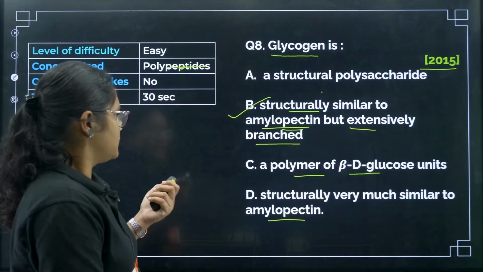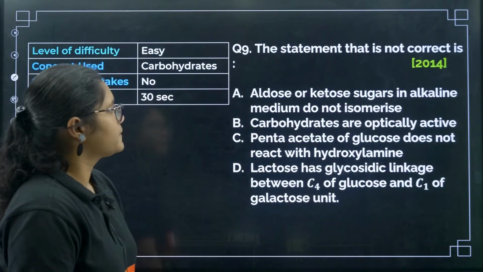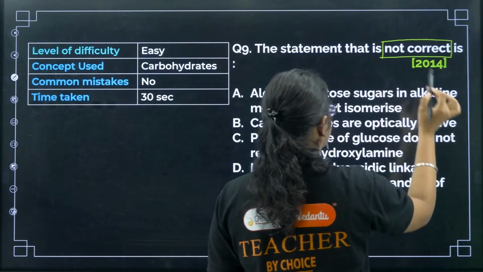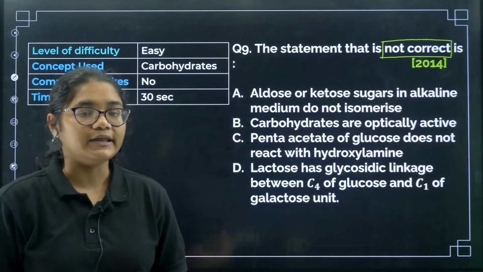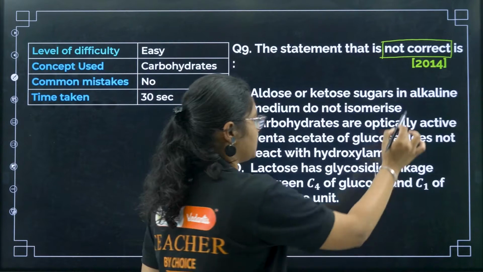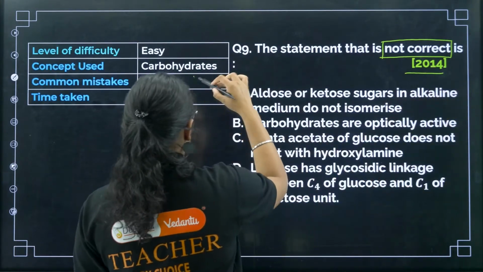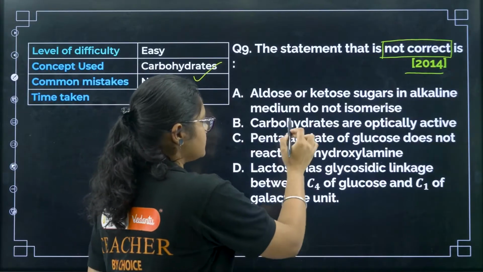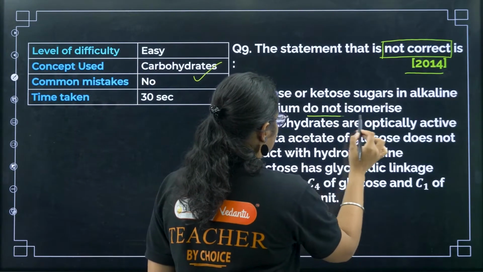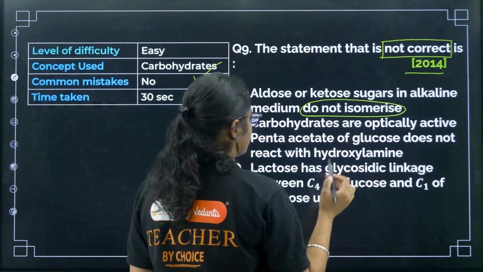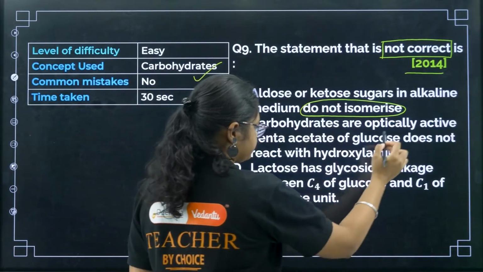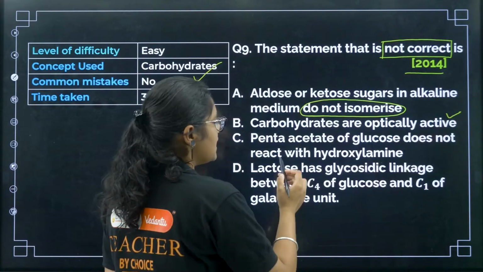Okay, next, question number 9, the statement that is not correct. Okay, you should be very careful whether it is asked correct or incorrect. Question was asked in 2014. Okay, so it is all in general about carbohydrates. All the points have been given. Aldose or ketose sugars in alkaline medium do not isomerize. Okay, let us see the next statement. Carbohydrates are optically active. This is true statement.